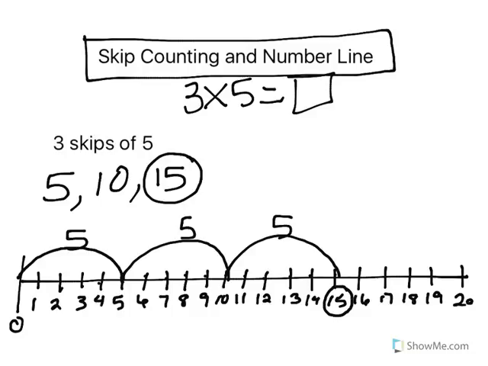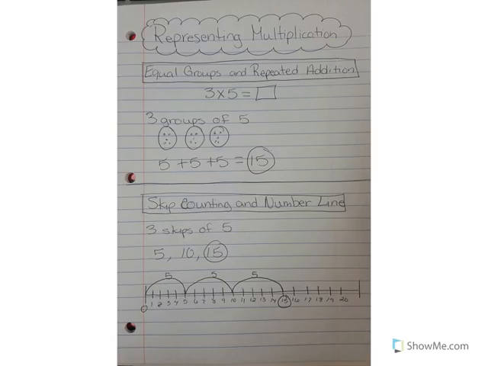Again, it still gave me the same product, whether I'm doing it with equal groups, with repeated addition, with skip counting, or on a number line, my product should be the same because my groups did not change. I still had 3 groups of 5. So your notes should look like this. So far we've seen 4 different ways to represent the multiplication. We can represent it by using equal groups, by using repeated addition, by skip counting, or by using a number line. No matter which way we represent the multiplication fact, our product should always stay the same.